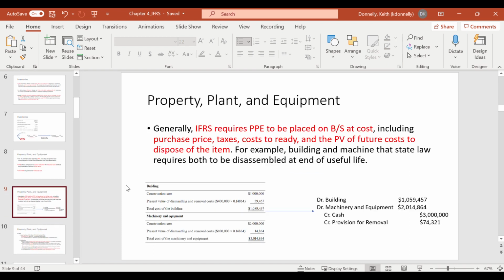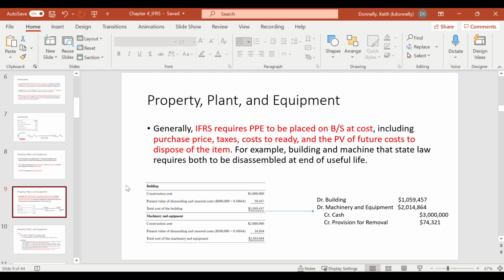So generally, under IFRS, the asset is going to be recorded when you first buy it. It's going to be on there at cost, right? That's going to include the purchase price, taxes and costs already, and then the present value of the future costs to dispose of the item. So originally, under both, you put it in at cost. Later on is where you get the choice in IFRS.